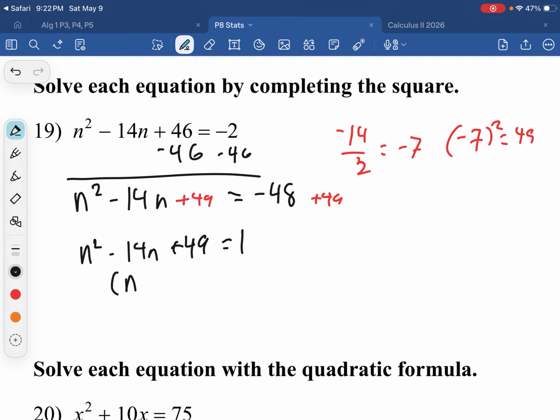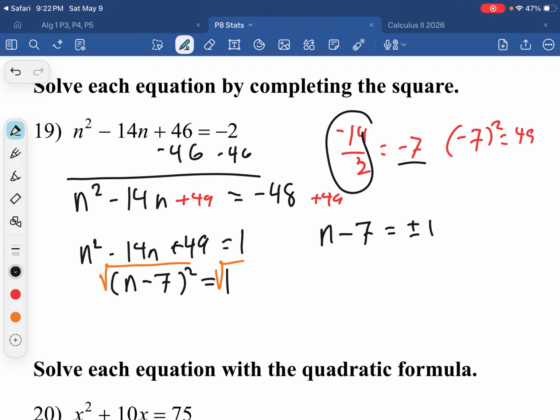Now whatever you took for this number divided by 2, it's going to be n minus 7 squared equals 1. I'm going to take the square root on both sides of the equation. I'm left with n minus 7 equals plus or minus 1. If I add 7 on both sides, n equals 7 plus or minus 1. So n equals 6 and n equals 8.